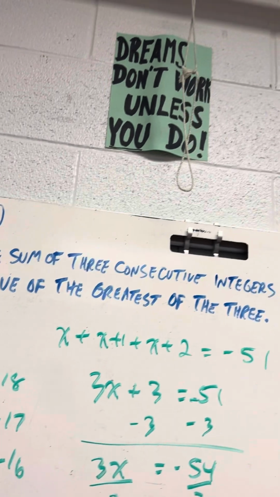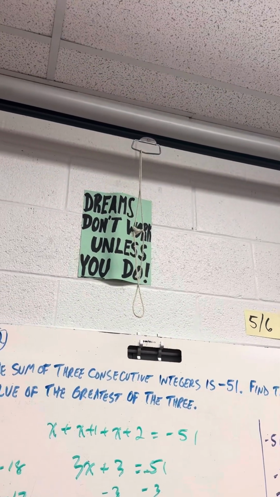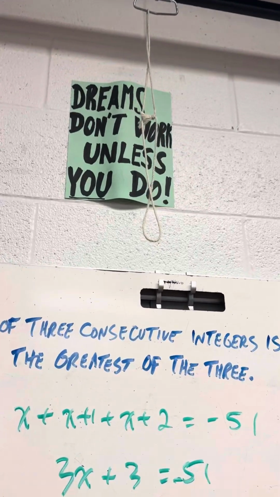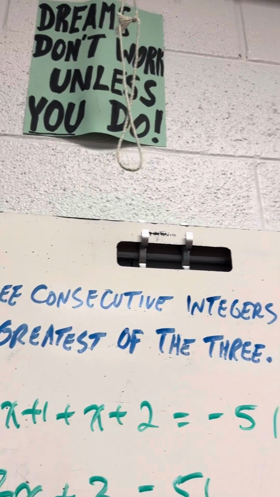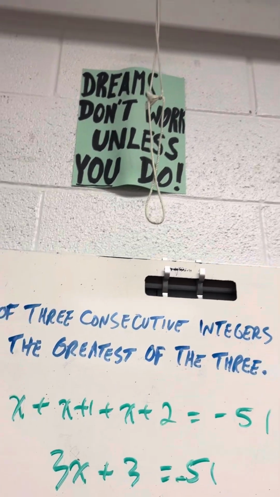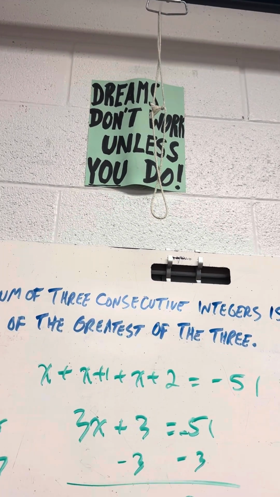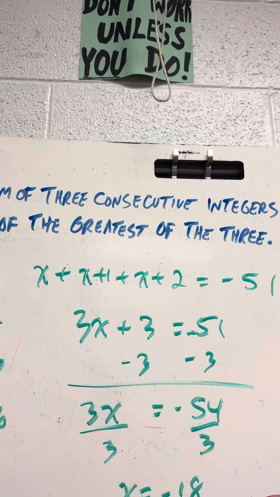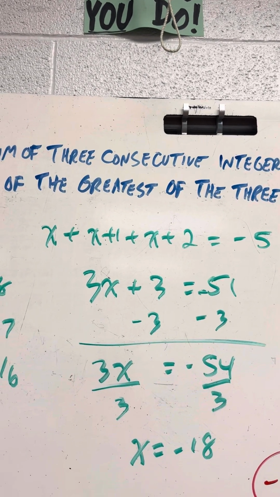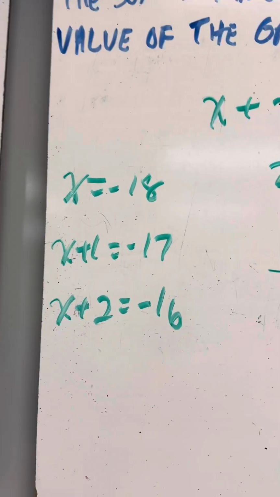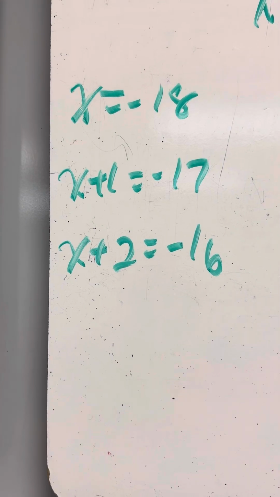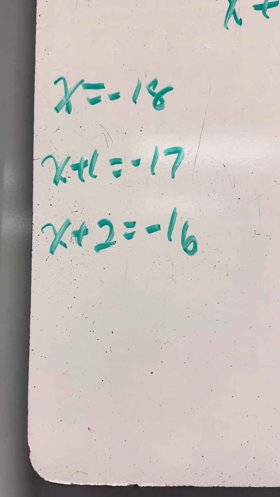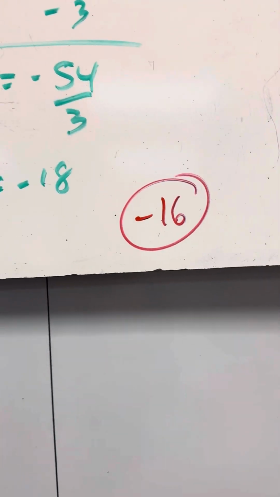The sum of 3 consecutive integers is negative 51. Find the value of the greatest of the 3. Okay. x plus x plus 1 plus x plus 2 equals negative 51. 3x plus 3 equals negative 51. Minus 3, you get 3x equals negative 54. Divide by 3. x equals negative 18. x is negative 18. x plus 1 is negative 17. x plus 2 is negative 16. The greatest of these 3 is negative 16, right?